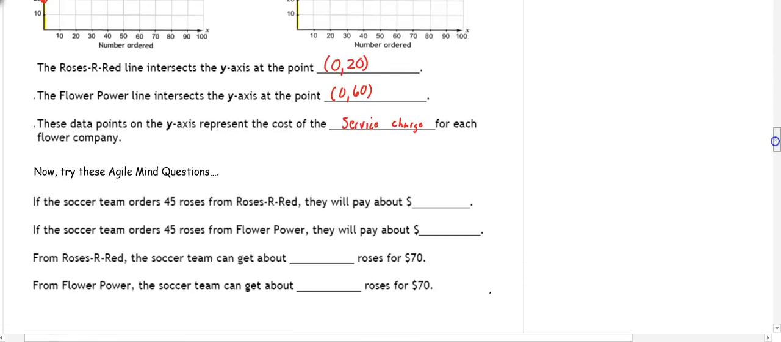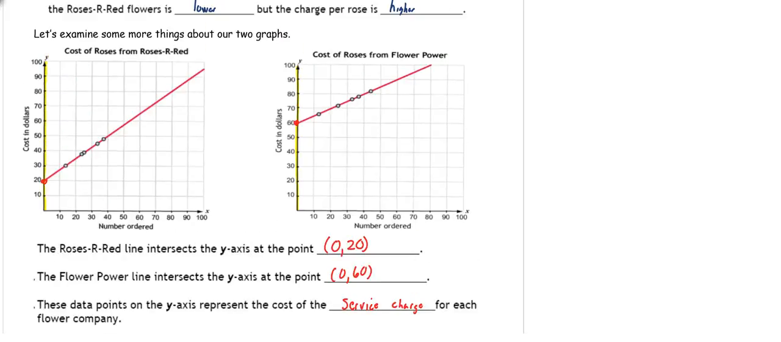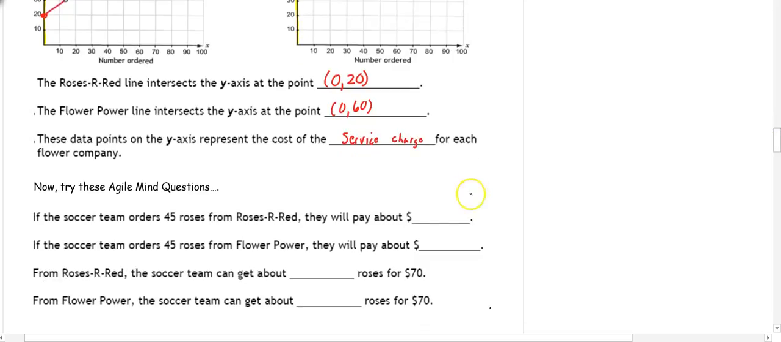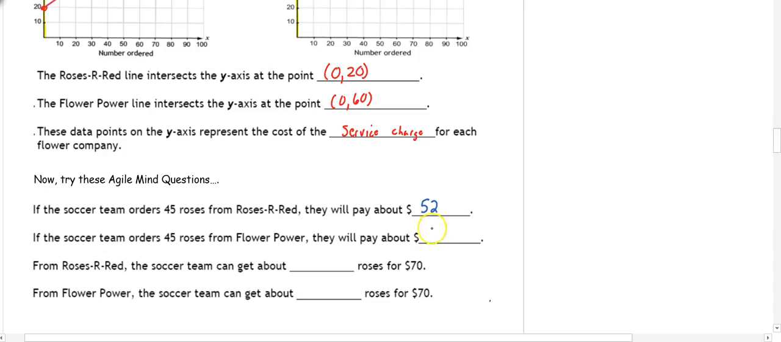So let's try some of these Agile Mind questions. So if the team orders 45 roses from Roses Are Red, how much will they pay? So if we look at Roses Are Red, and we're just going to estimate, so 45 roses gets us about here, which is about $52 or $53. So we're going to say about $52. If they order 45 roses from Flower Power, that is going to get us a little bit higher. We're going to say that's about $82. Remember, we're just estimating because it's hard to see the exact point from the graph.